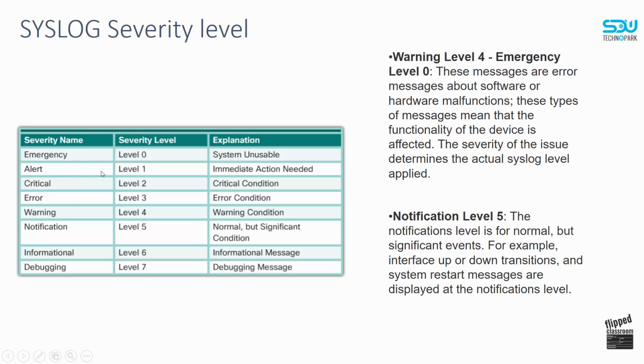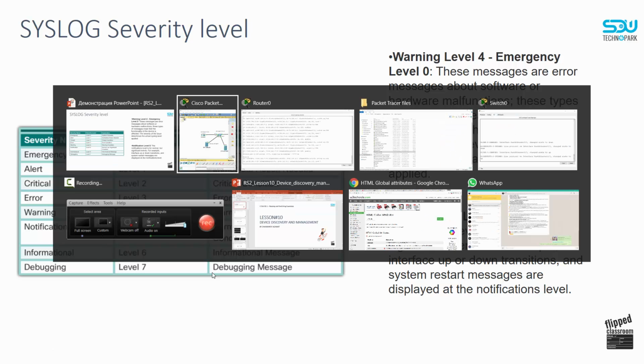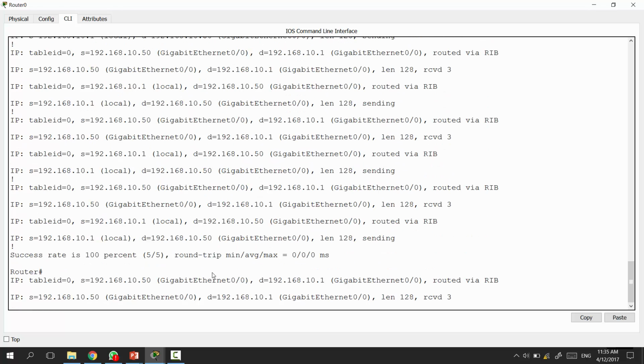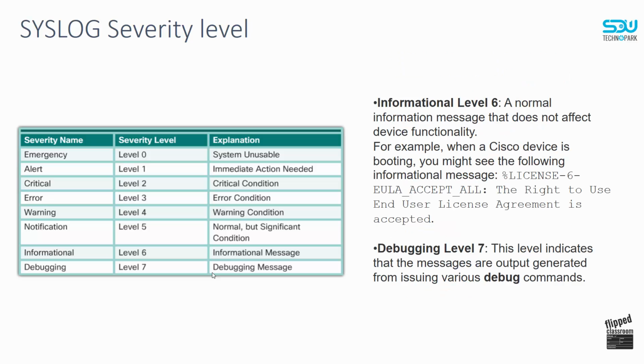The next one is alert, immediate action needed, then critical condition, when some errors are happening. Then warning, and notification, which is a normal but significant condition. For example, when we turn off or turn on an interface, it gives us syslog level 5. Informational messages, just some information appearing on your screen. And debugging, which is the process of monitoring some processes. In my example, I tried to debug my IP packets. I'm making a ping, sending 4 packets and receiving 4 replies, and I'm seeing here all the debugs of these packets.